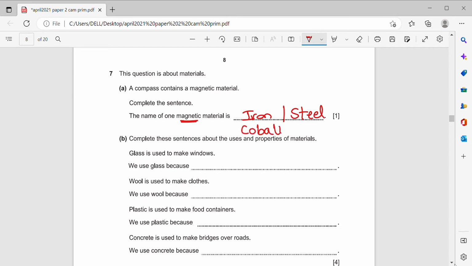Excellent. Also we have another example, nickel. So we need only one magnetic material here. Write only one, either iron, steel, cobalt or nickel. Complete these sentences about the uses and properties of materials. So about uses and properties.